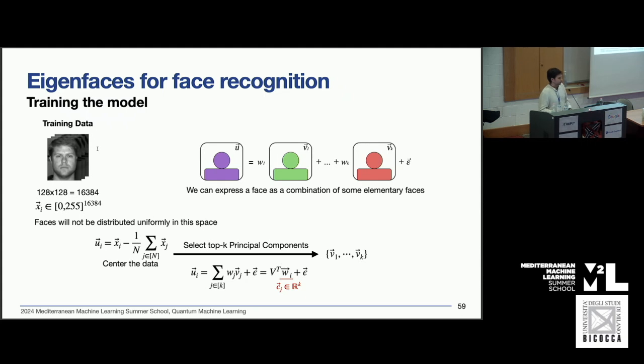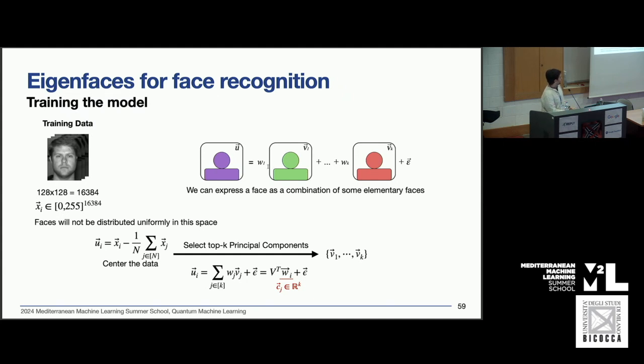And the original algorithm works like that. It's based on singular value decomposition, PCA, this kind of thing. The idea is that faces are not uniformly distributed over the space of images, right? So what you do is you center your data, extract the top K principal components, and represent your data with a weight vector that is basically a linear combination of these principal components, which are called the eigenfaces. Eigenfaces because of eigenvectors. That's the idea.